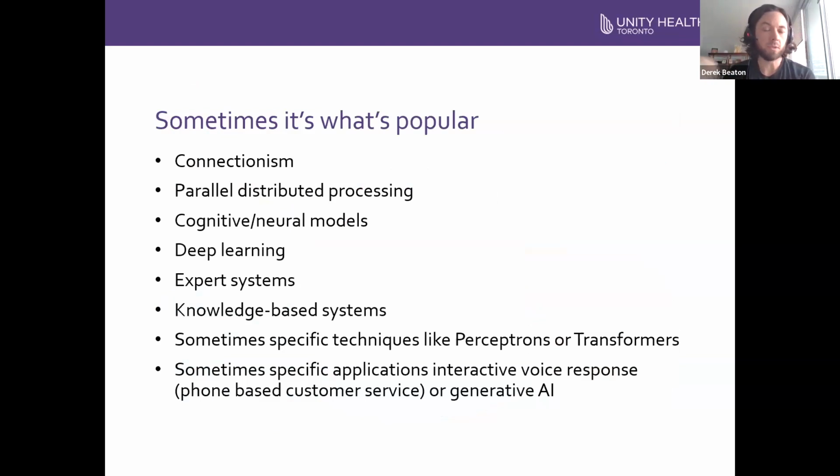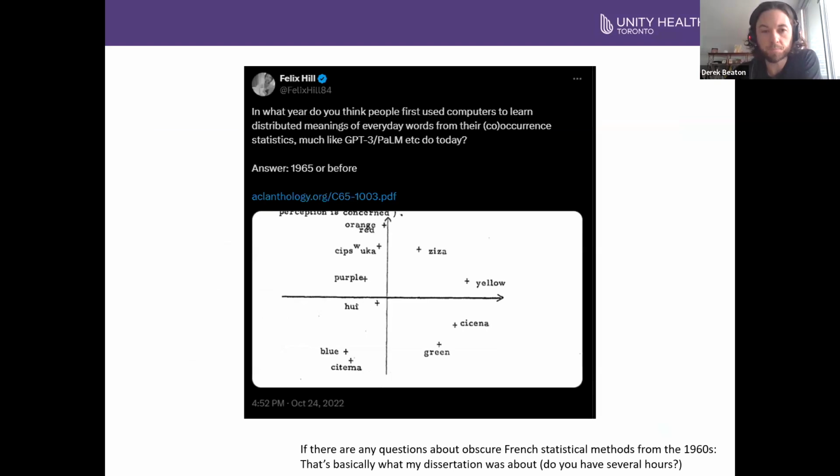We can think back to connectionism and parallel distributed processing, moving all the way up through technologies that we see today, like transformers, or thinking about interactive voice response tools, like when you call a company on the phone, or generative AI. It can, in fact, be driven a lot by what we are successful at, what is popular, and what is really driving a lot of interest or a lot of practical ability.